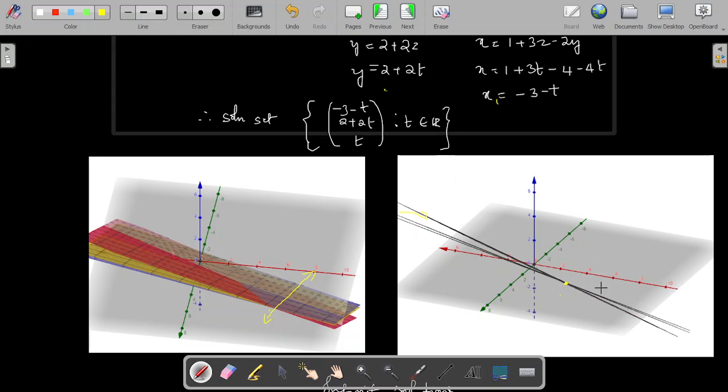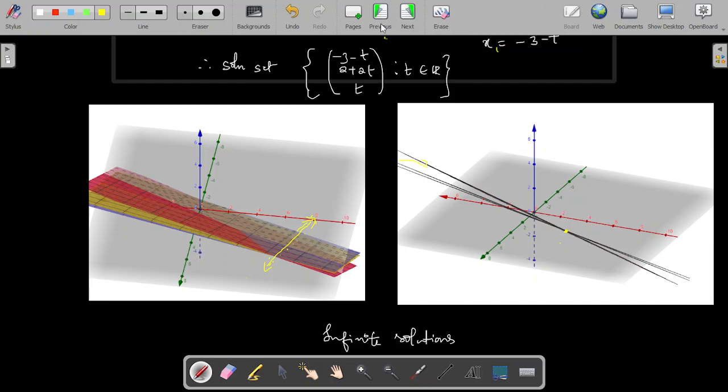This graph is just to show that they intersect. So here, when you look at this graph, they all meet along the line. So every point on this line is a point of intersection. Hence, you will get infinite number of solutions.